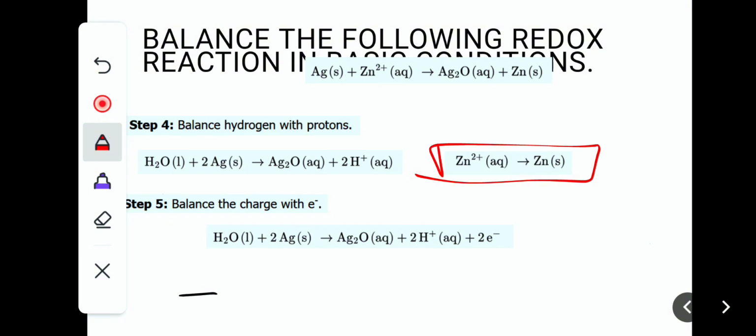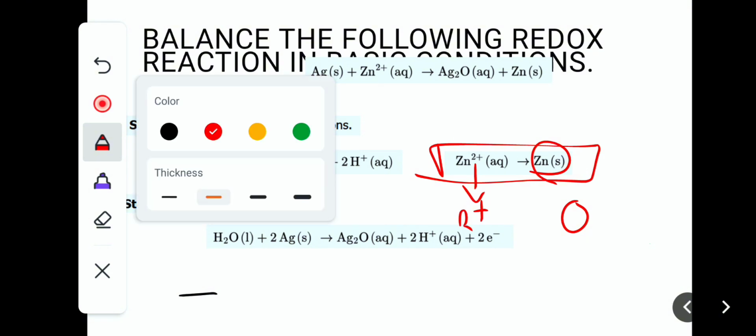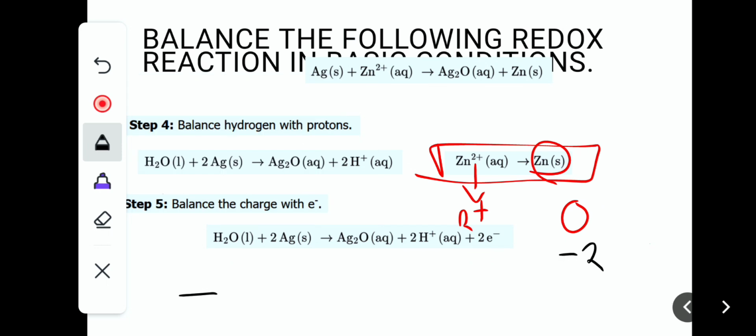So now for the zinc equation, what is the overall charge on the reactant side? We have a 2 plus. What is the overall charge on the product side? We have a 0 because this guy here is neutral. And then how do we balance the charge? We can only balance the charge by adding negatively charged particles. If we add a negative to the reactant side, it's going to be negative 2 as the overall charge. Negative 2 is not the same as positive 2. Therefore, adding electrons to the product side will not make sense in this specific scenario.